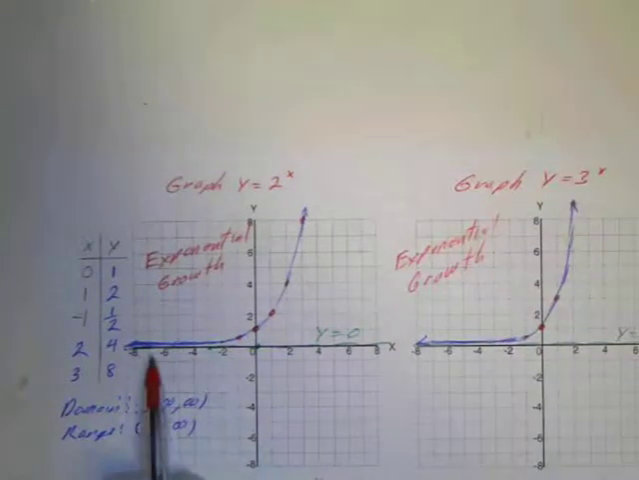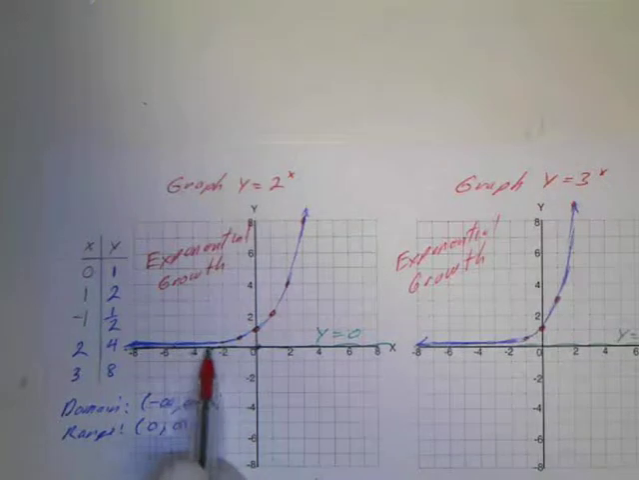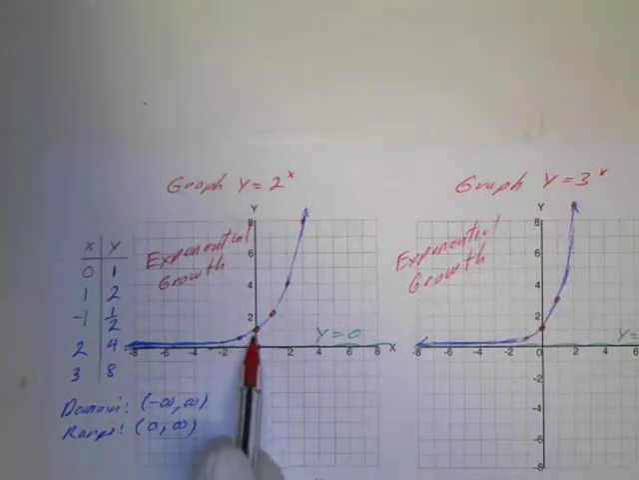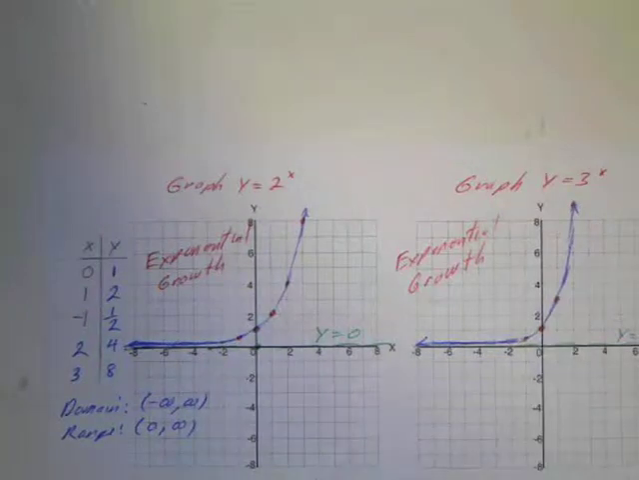Because as you see, as we move to the right, we're growing exponentially. And as we move to the right, the values of our graph, which are the vertical positions, go up. So this is called exponential growth. If the values were going down, it would be exponential decay.